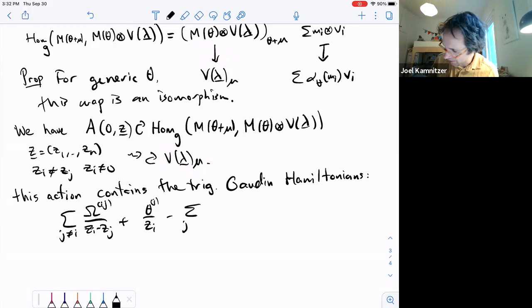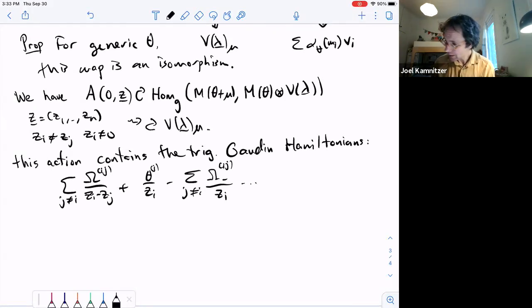Sum over j not equal to i of omega minus ij. So omega minus denotes the lower triangular part of the Casimir. And then omega i over, sorry, it must be theta i. Okay, anyway, something like this. Doesn't matter the precise form.